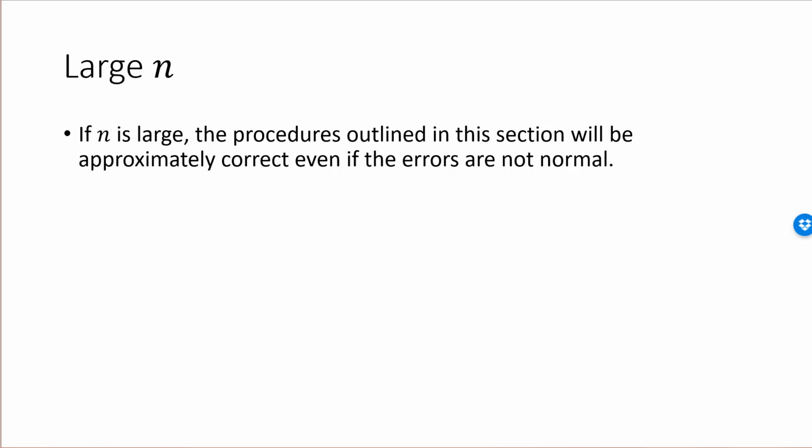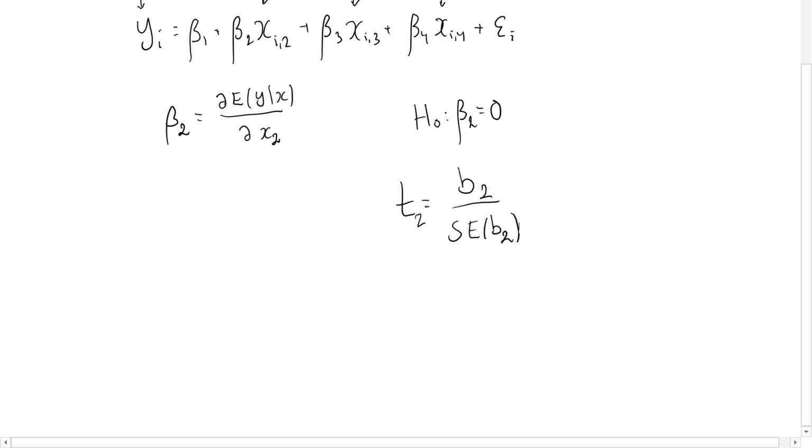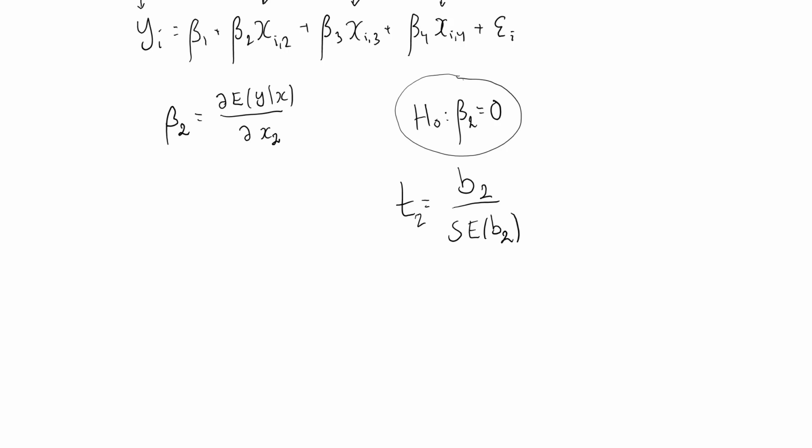If the error term is correlated with one of the explanatory variables, or if the errors are heteroscedastic, then we really shouldn't trust these p-values. So we have spent a lot of time talking about this particular null hypothesis, that is beta 2 is exactly equal to 0. That makes sense because it's by far the most common type of hypothesis we test in econometrics.